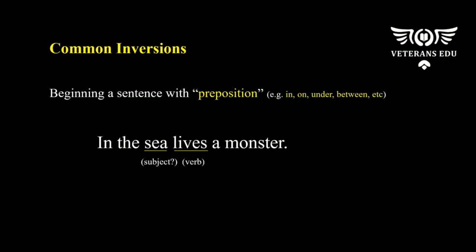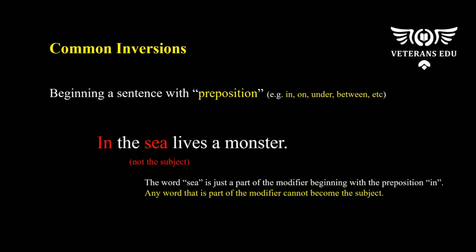Common inversion number 2, and the most important one, beginning a sentence with a preposition. Preposition refers to words like in, on, under, in between. For example, in the sentence, in the sea lives a monster, it's easy to assume that the word sea is the subject, but you have to understand that the word sea cannot be the subject because it's part of a modifier beginning with the preposition in.